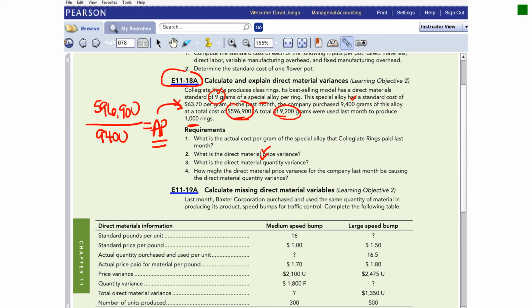So again, part 1, requirement 1, they want the actual cost per gram. Again, that's what you're going to do right here. You're going to divide by what you purchased. And then we'll do the price variance and the quantity variance, and then discuss what could cause any variances that we're going to come up with.